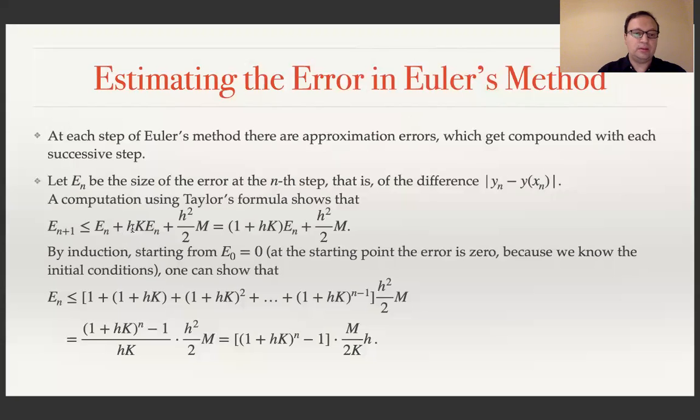Okay, so this is the way the error propagates from the previous step, and then we get an extra error of size h squared over 2 times capital M from the current step. So each error is at most equal to some contribution from the previous step. The errors from the previous step propagate and increase, plus a contribution from the current step.